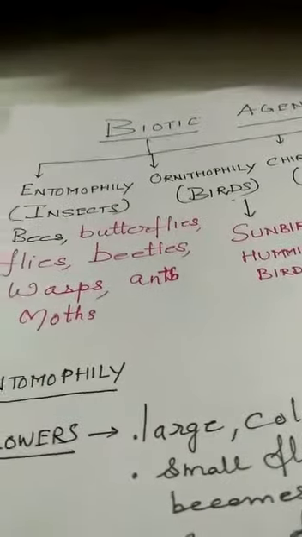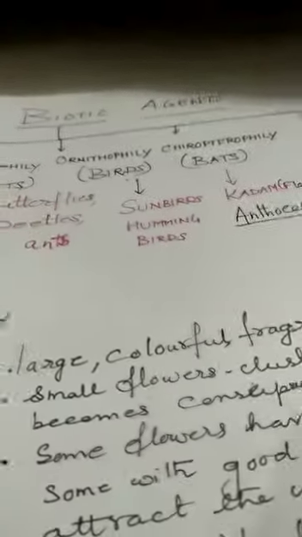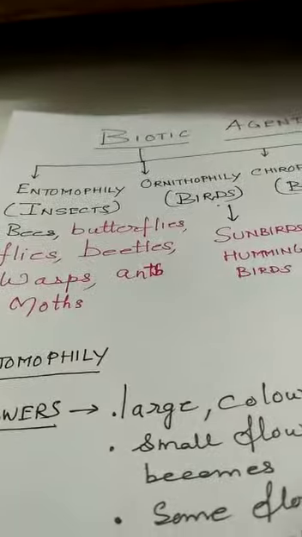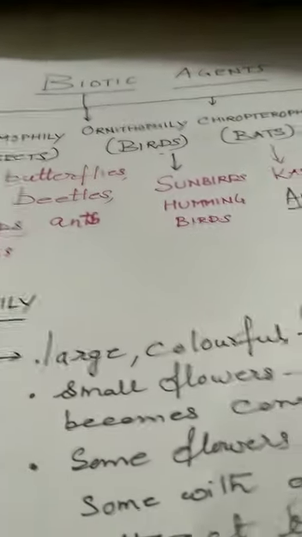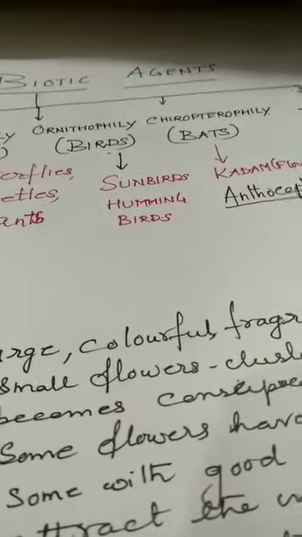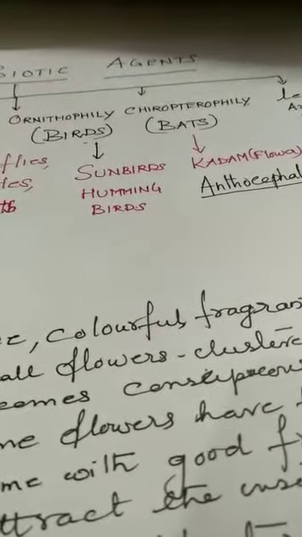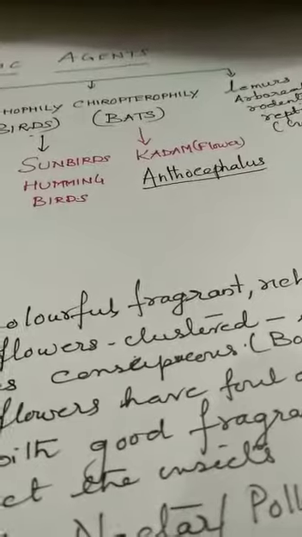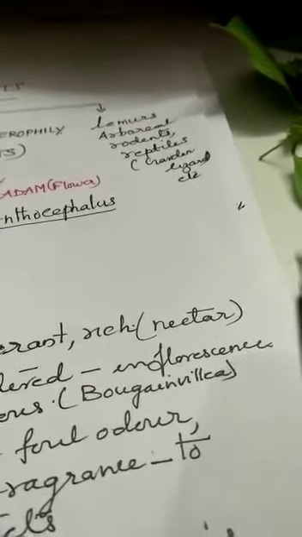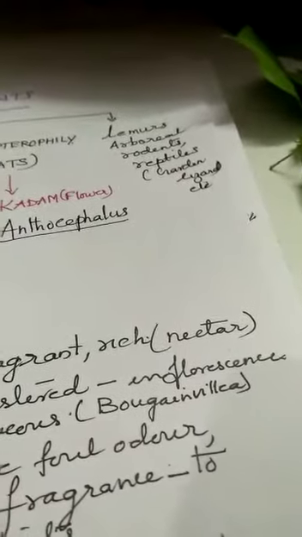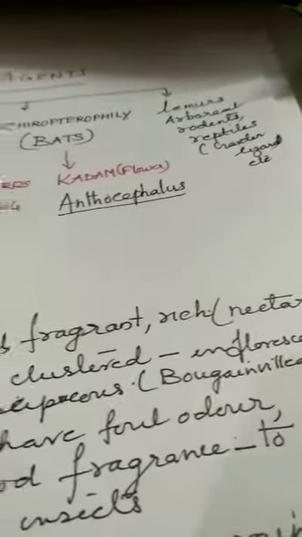See the biotic agents. You'll find different biotic agents, mostly animal pollinators. That is entomophily if the pollination is carried by insects, ornithophily if it is carried by birds, and then cheiropterophily, that is by bats, and it is also carried by animals like lemurs, arboreal rodents, reptiles, garden lizards, etc.